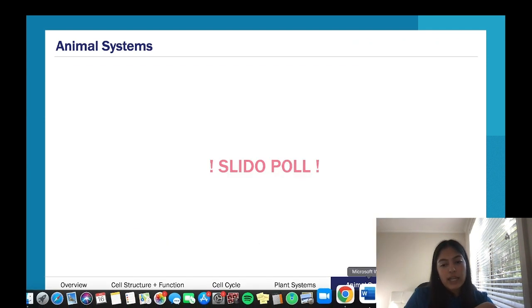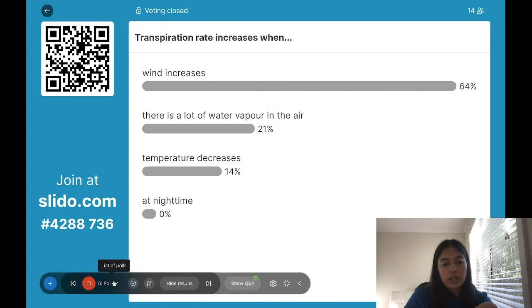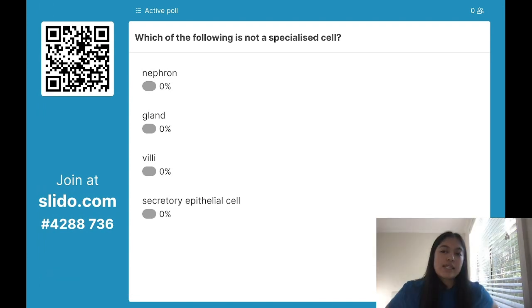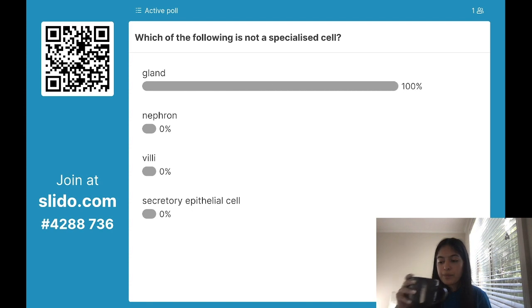Okay, we'll look at a Slido poll quickly. So this one should be okay, hopefully. Which of the following is not a specialized cell, given what we were just talking about? So think about the different systems. Think about which of these is not a cell, but is something obviously higher up in the chain.